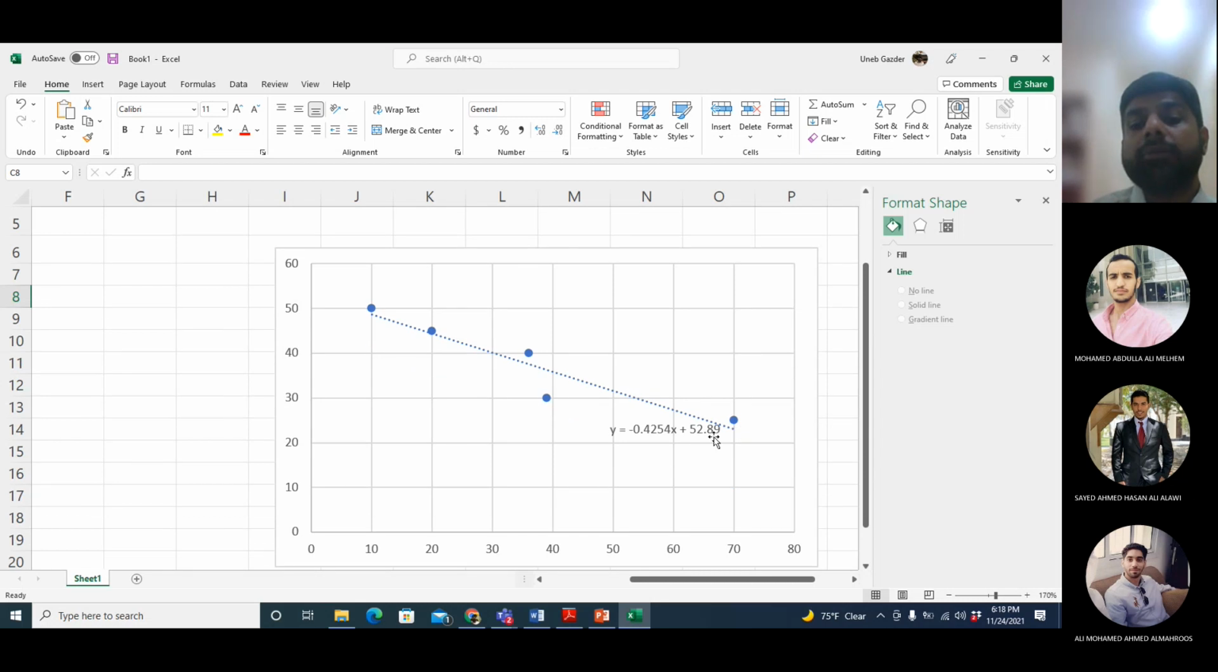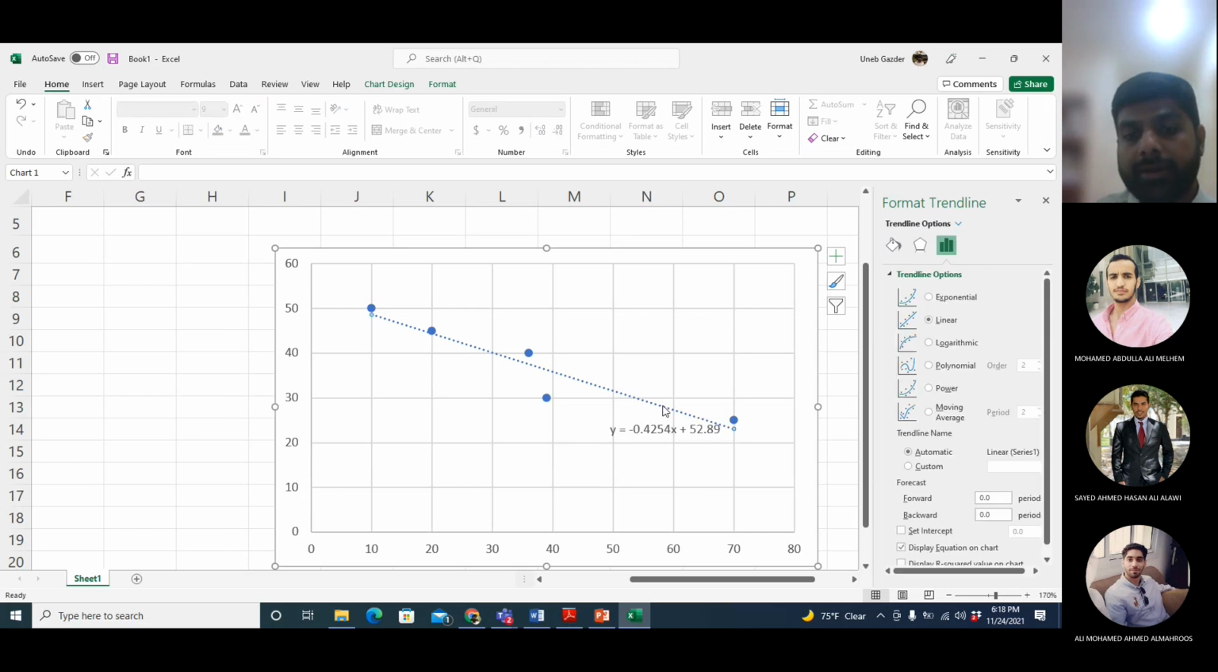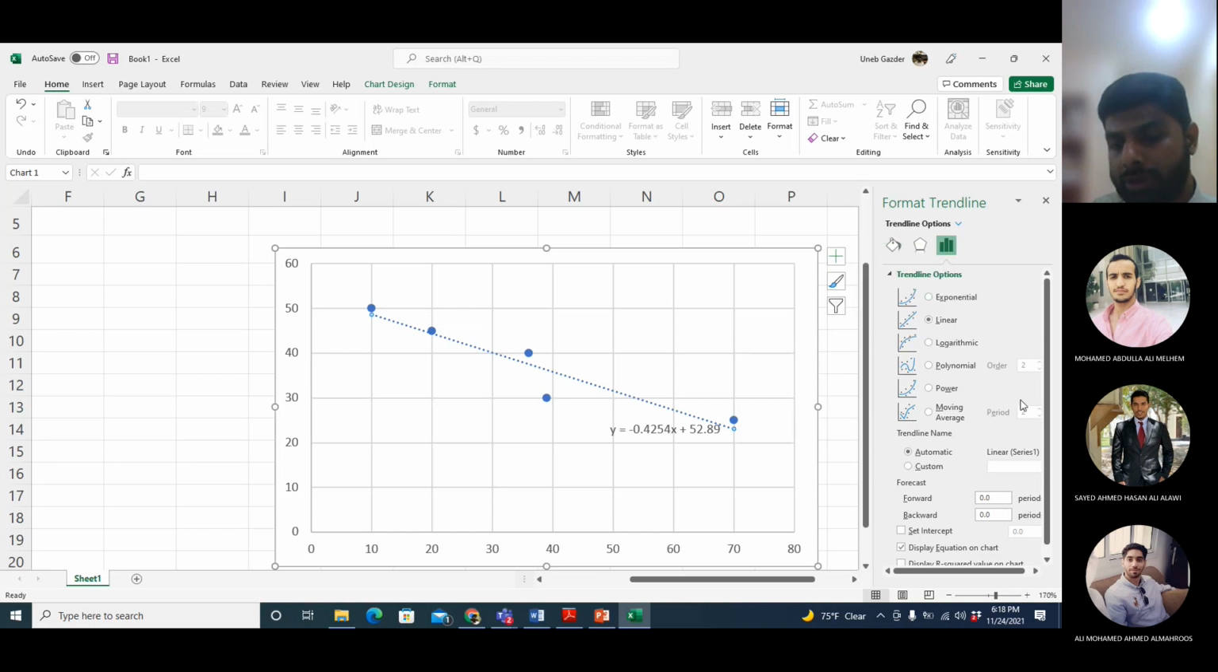Now, coefficient of determination. Come to the graph. You have already plotted the line. Select the line which you have plotted, and it will open this. Or you can go to the plus sign, trend line, go to the arrow and choose more options. It will show you the options.